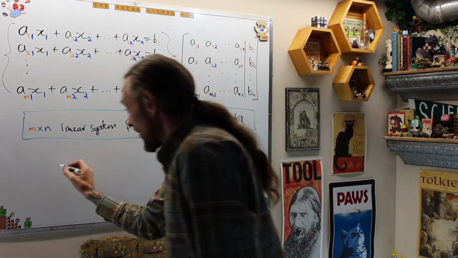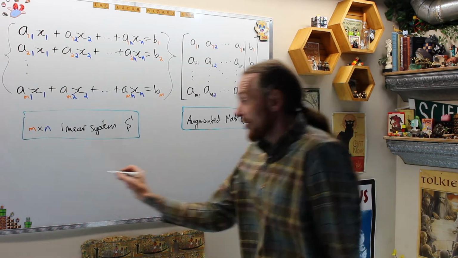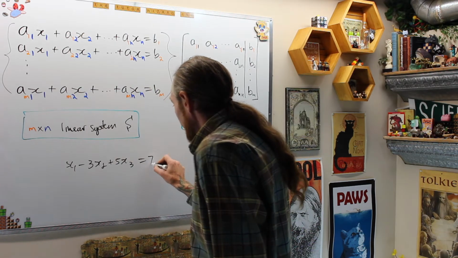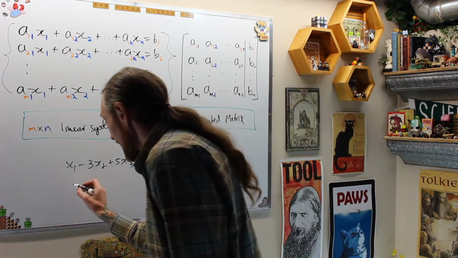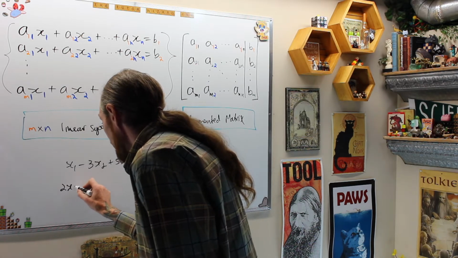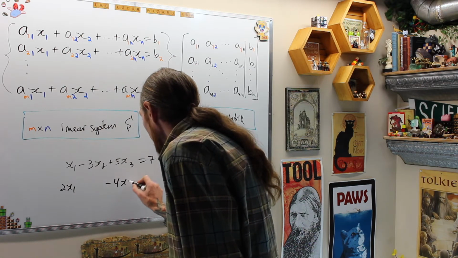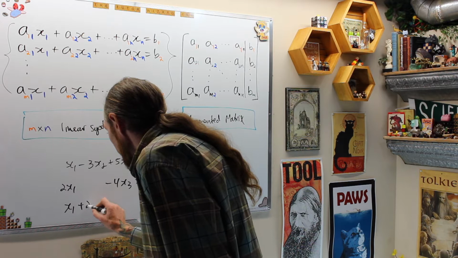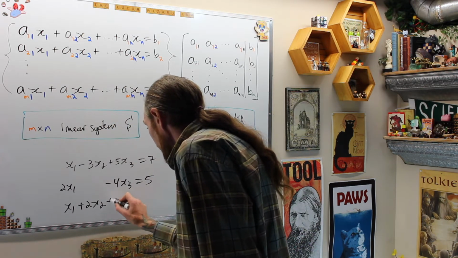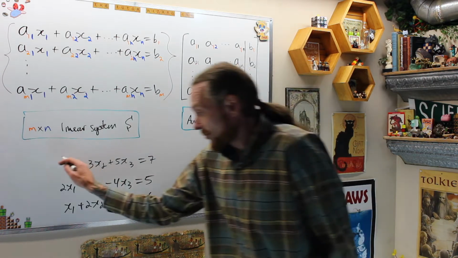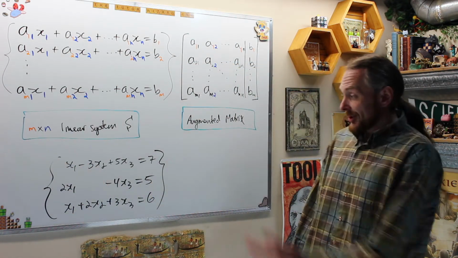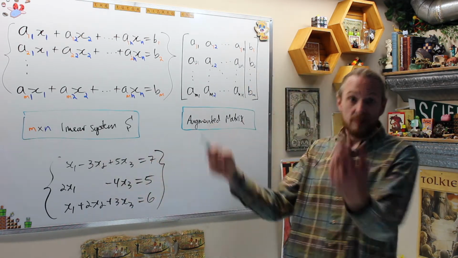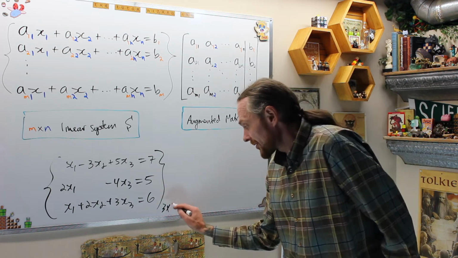Specifically, if we have an example, let's erase this. I can cook up an arbitrary linear system now. If I have x1 minus 3x2 plus 5x3 equals 7, I'm just making the numbers up. And then let's give us a second equation. I have 2x1 minus 4x3 equals 5. And then I have x1 plus 2x2 plus 3x3 equals 6. That's how you randomly generate a linear system. It's a 3 by 3 linear system because it has 3 equations and 3 unknowns. This is ideally what you want, a nice square 3 by 3 linear system.